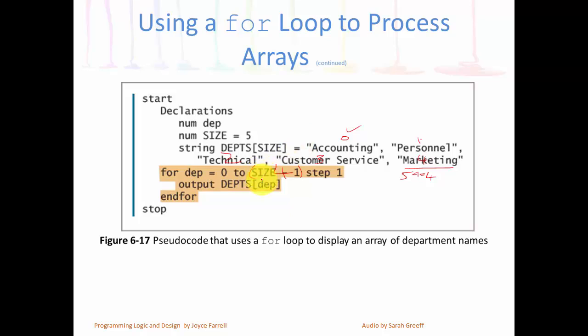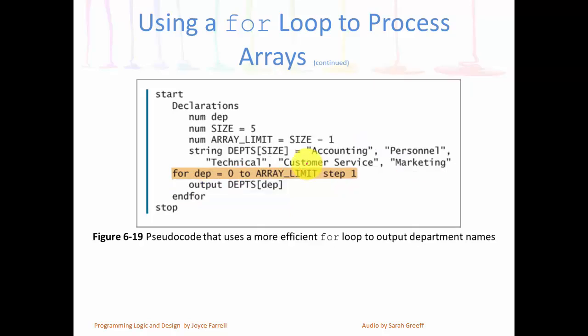But I'm not very happy with doing any calculation within the for loop condition here. So a much better way of actually coding this, a more efficient way for our for loop, is to create a named constant called array limit size. And that array limit size is going to hold my size minus 1.